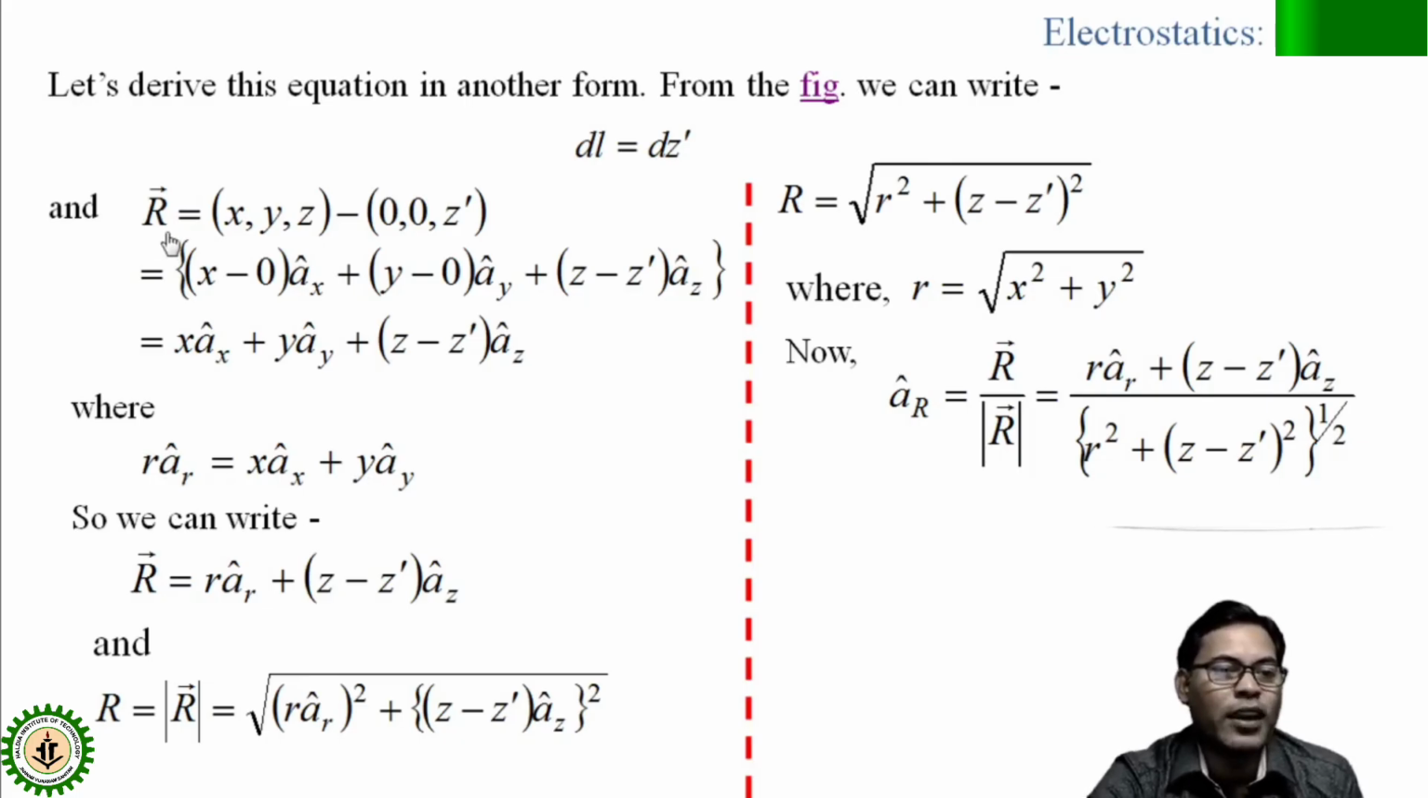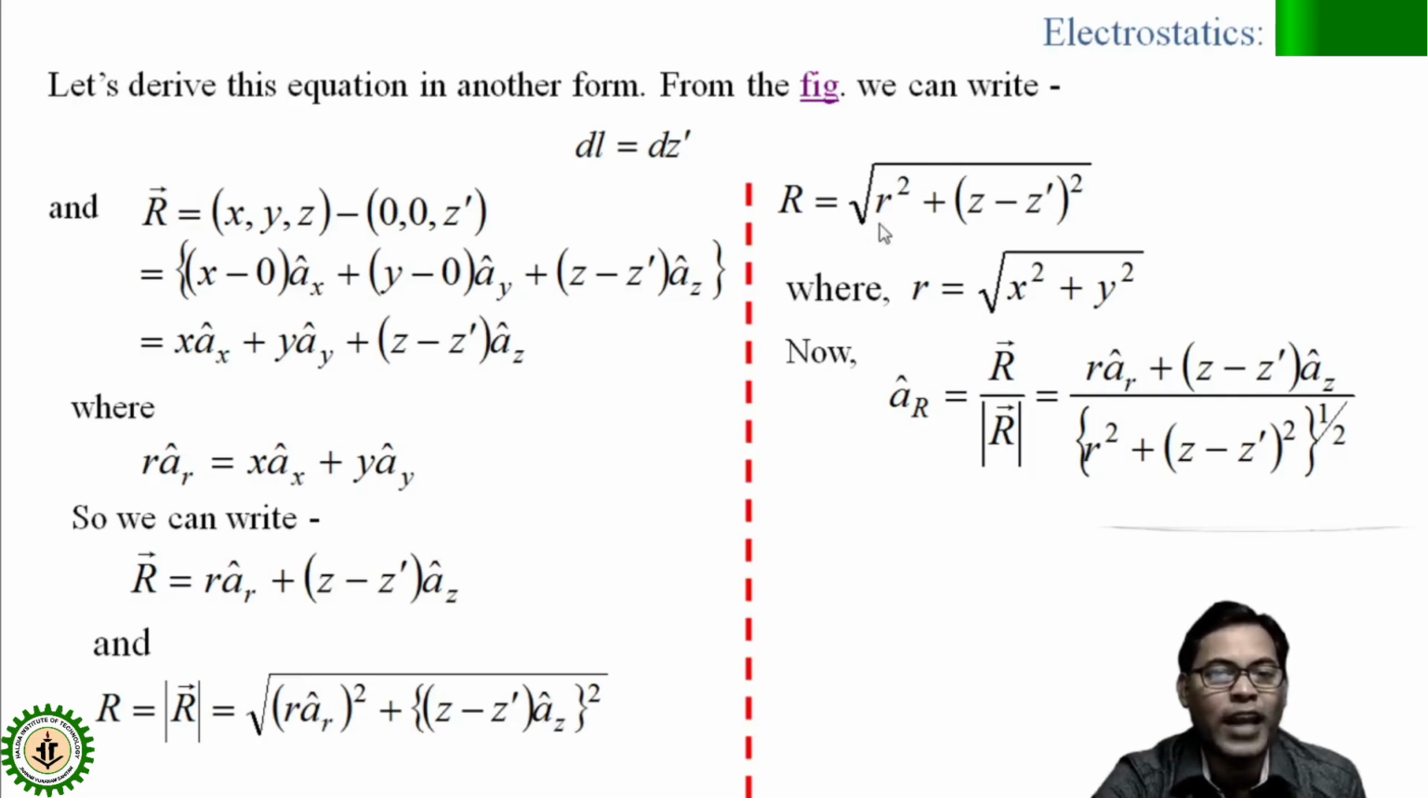Now we can write the vector capital R equals small r ar plus z minus z prime az. As we have the vector R, we can calculate the magnitude of R, that is mod of vector R, root over r square plus z minus z prime into az square. So ar dot ar will be 1.